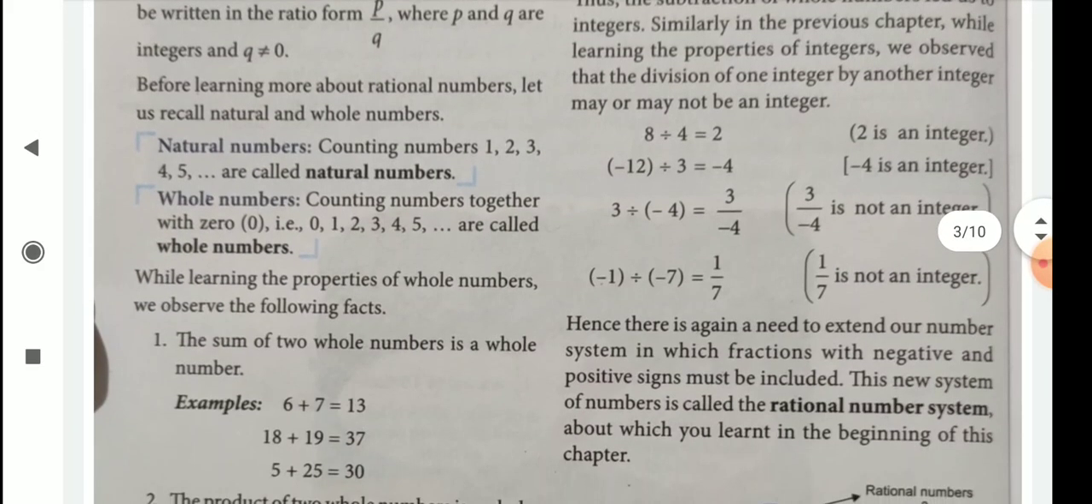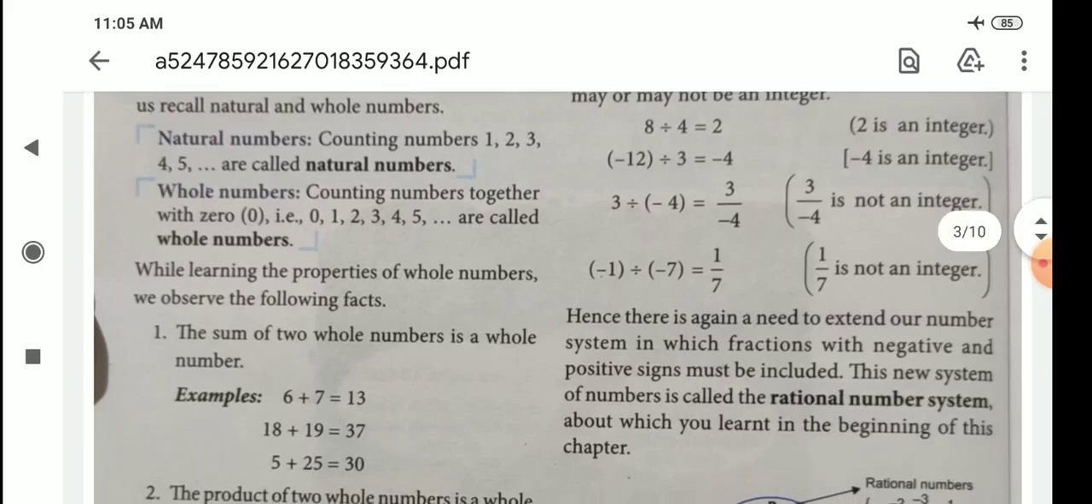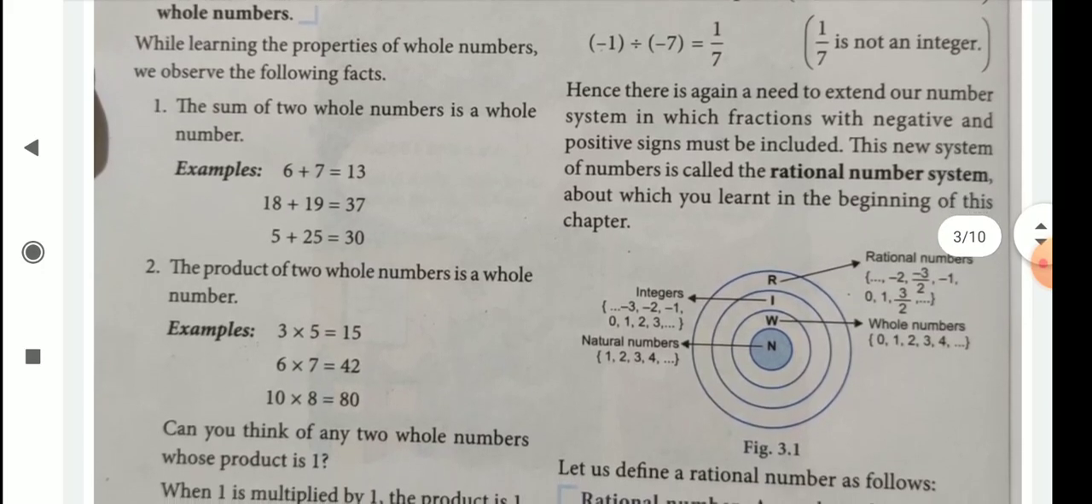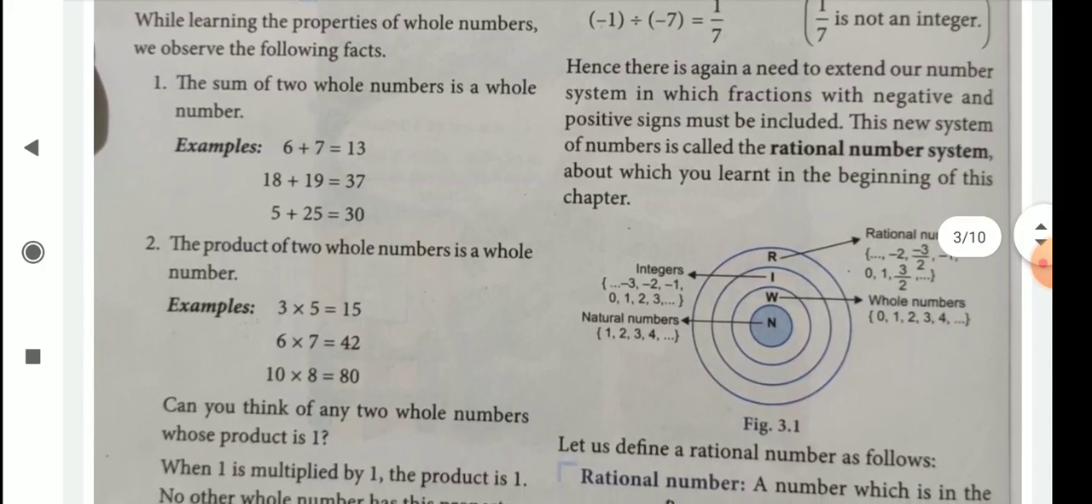Already, children, we know about natural numbers, whole numbers, and integers. Natural numbers mean counting numbers, that is 1, 2, 3, 4, 5, etc. Counting numbers together with 0 are known as whole numbers. Then, properties, just to remind: one, the sum of two whole numbers is a whole number. Two, the product of two whole numbers is a whole number.